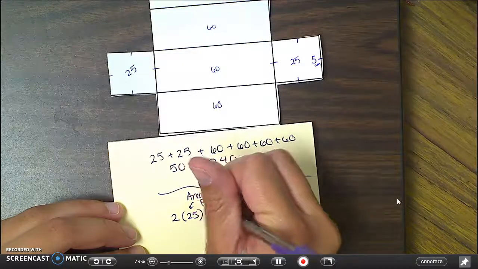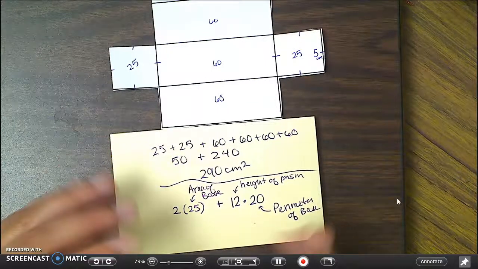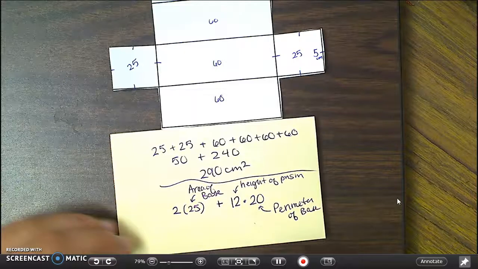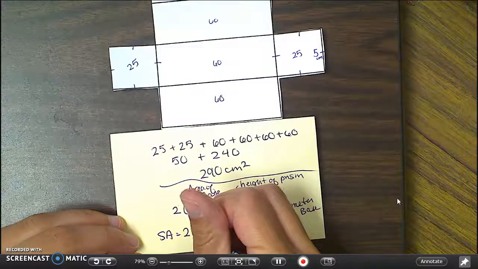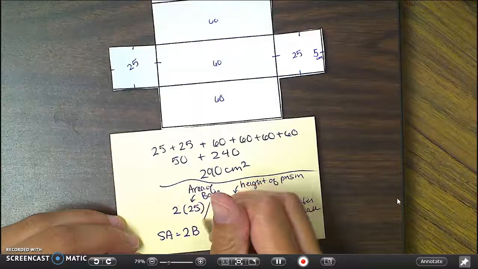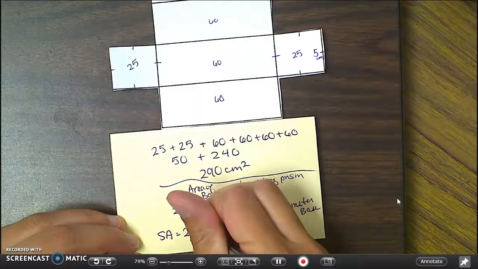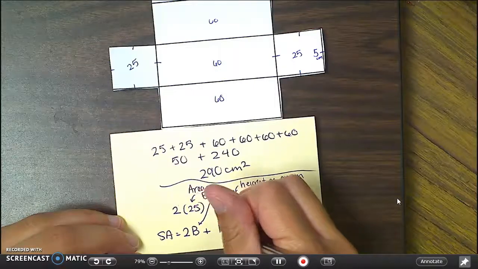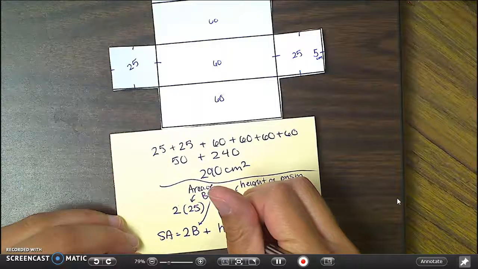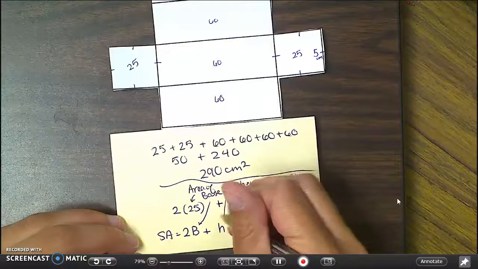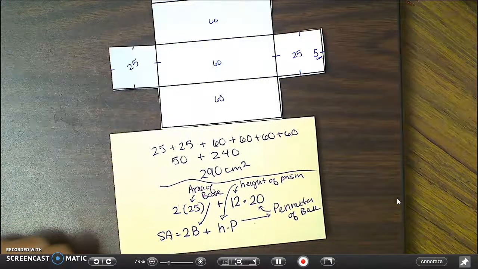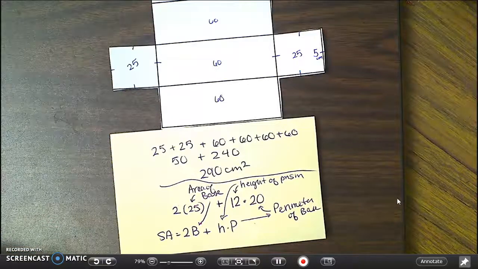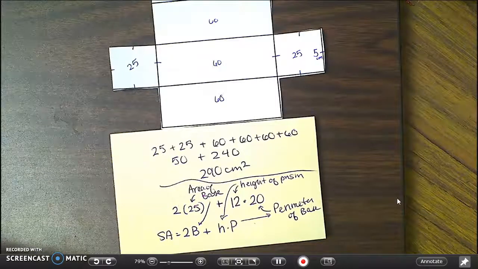So in general, that is the formula that we want to use. If I interpret this as finding the surface area of a prism, it will always be 2 times big B, which is going to stand for area of the base, plus H times P, where H is height of the prism and P is perimeter of the base. So we want to put that in our notes underneath our surface area for a prism.